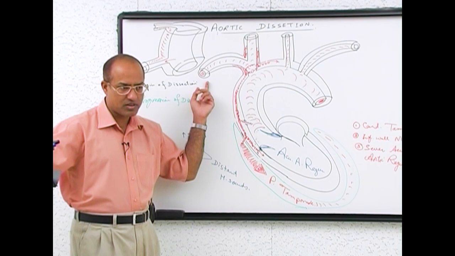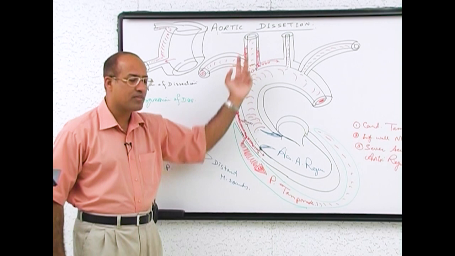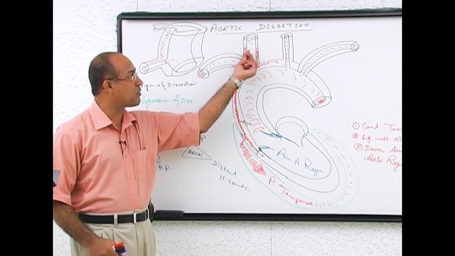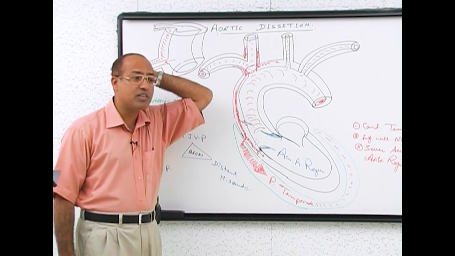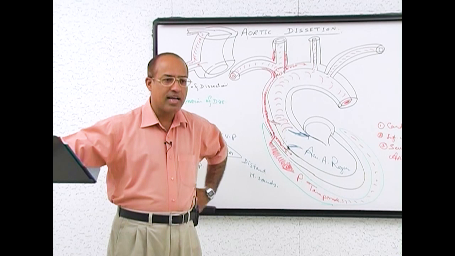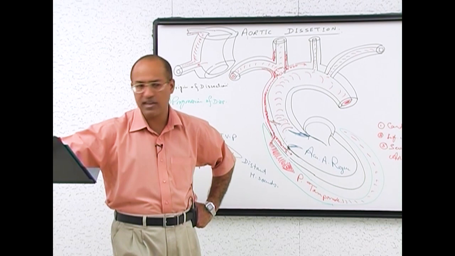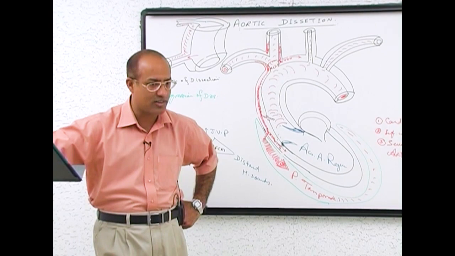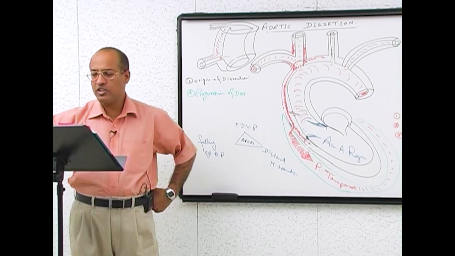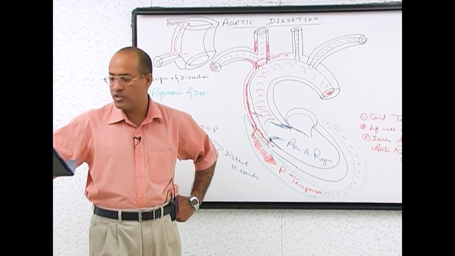Then, if this dissection extends along the carotid system, that may produce hemiplegia, because blood flow to the cerebral hemisphere will be blocked. So many patients, after severe chest pain, may develop hemiplegia, with very rapidly developing symptoms, and when hemiplegia is developing, the origins of the carotids are involved in the dissection, right? Then, if the dissection moves along the anterior spinal artery, the patient may develop paraplegia, right?